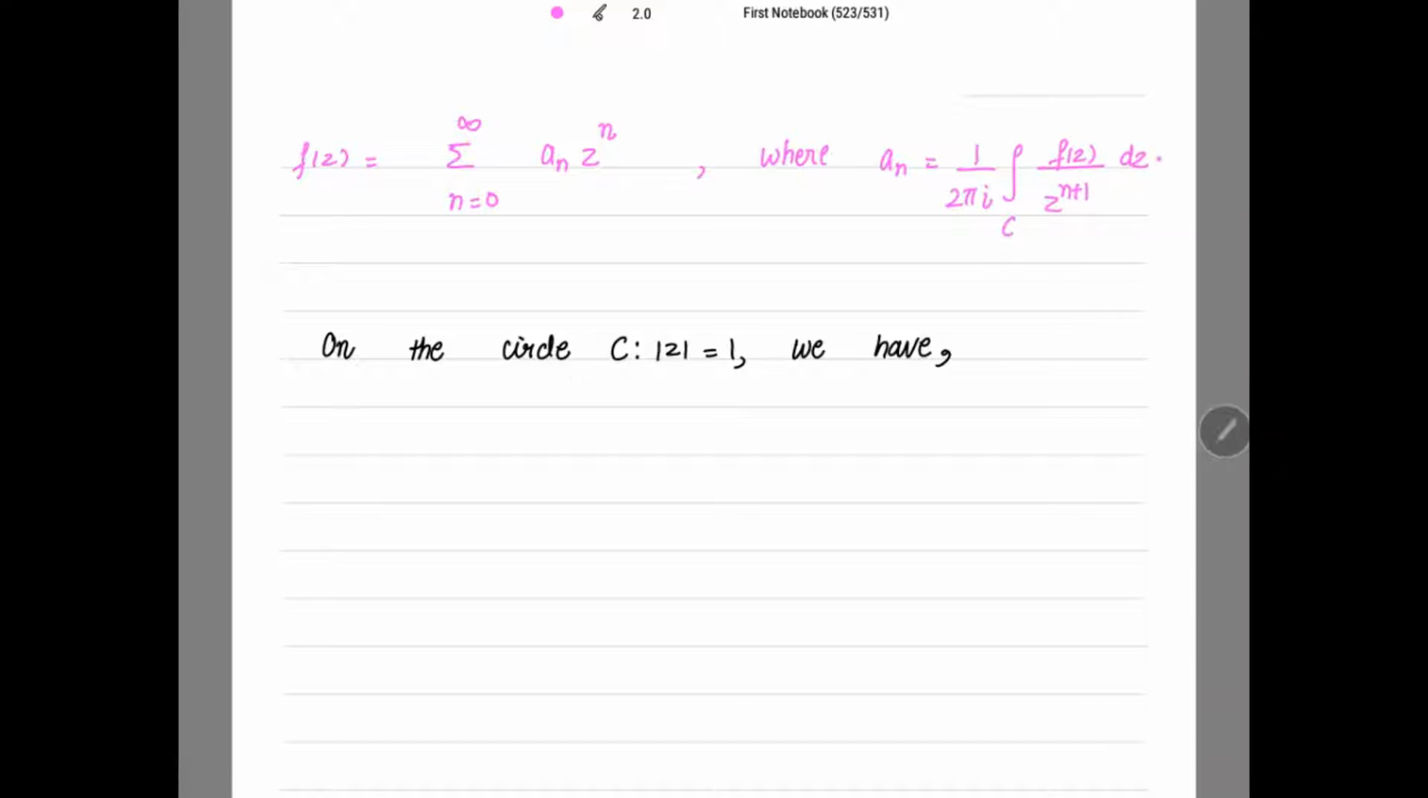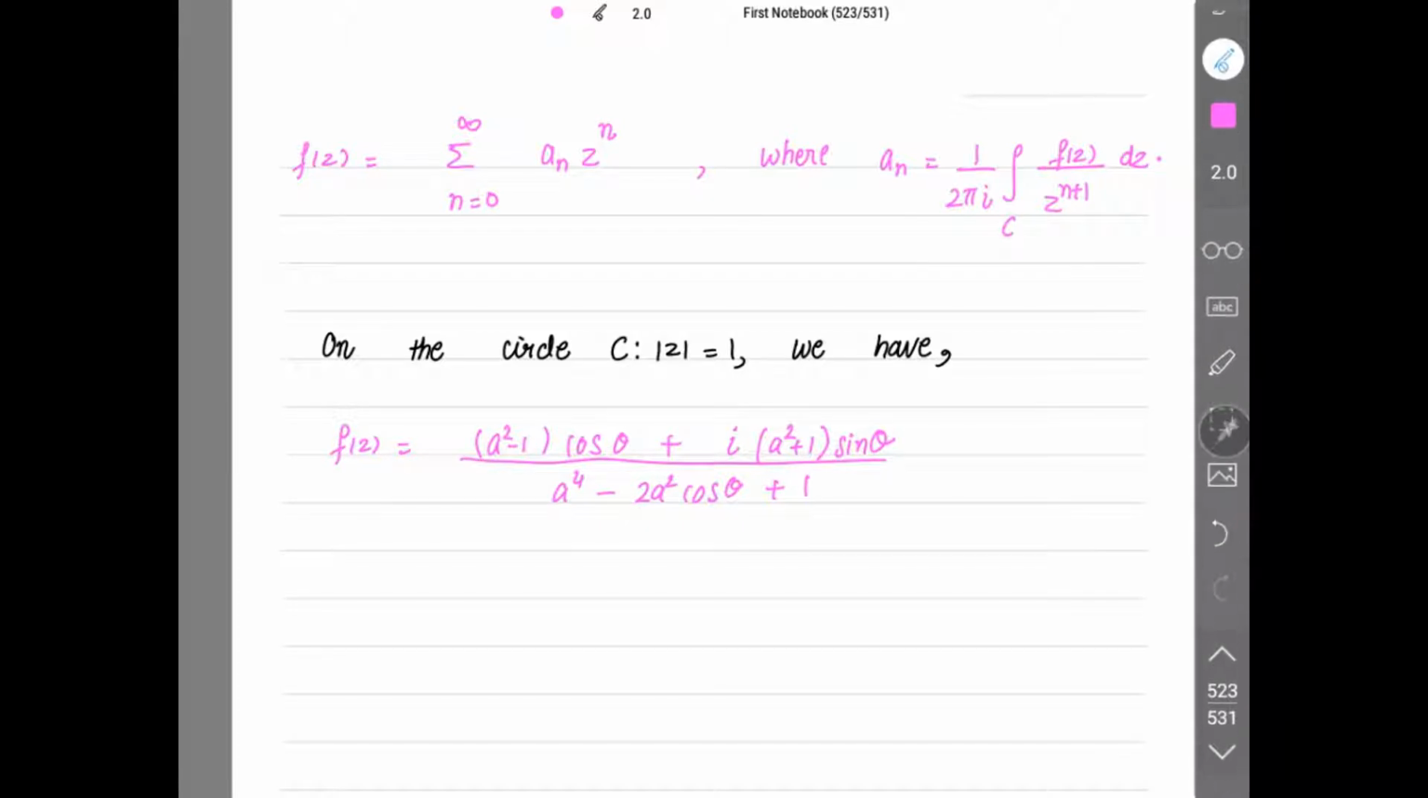Now on the circle C, mod z equal to 1, we have f(z) equal to this, which is given to us on the circumference of the circle. The value is (a² − 1) cos θ + i (a² + 1) sin θ over a⁴ − 2a² cos 2θ + 1. Actually cos of 2θ plus 1.